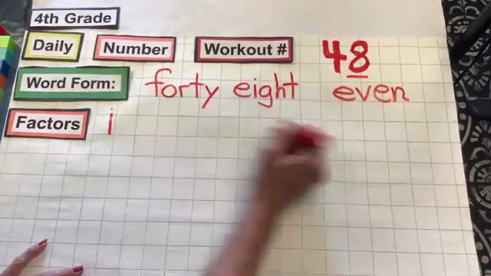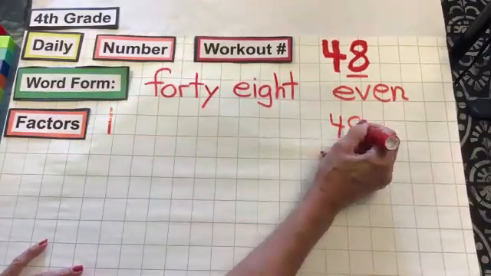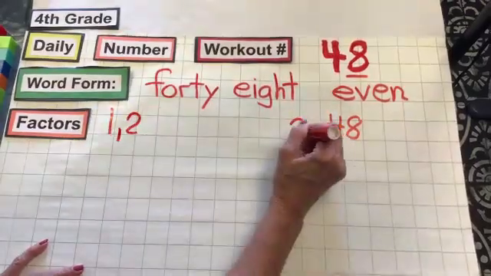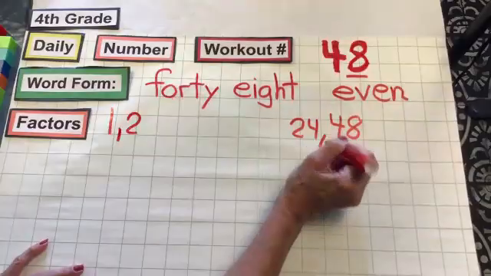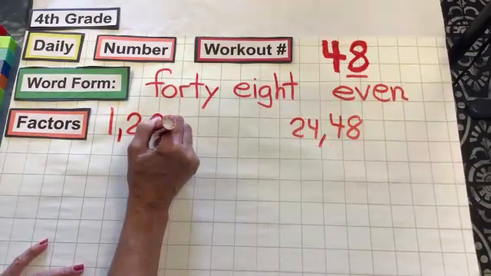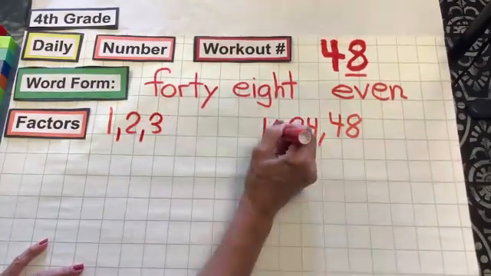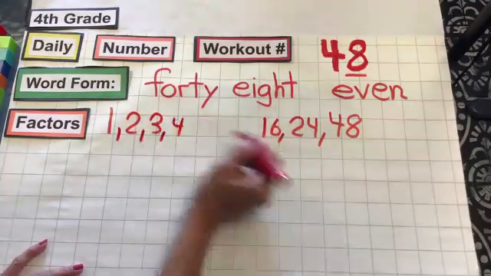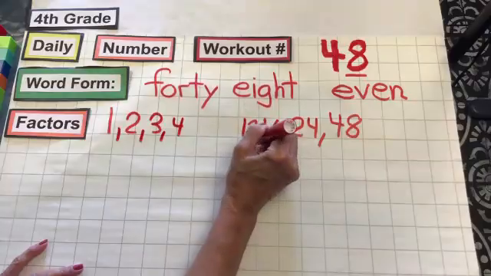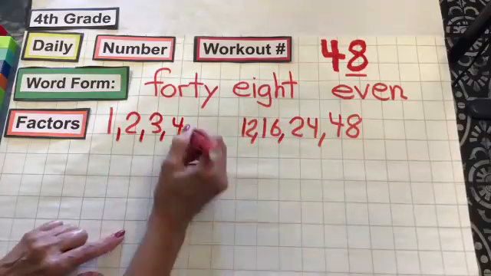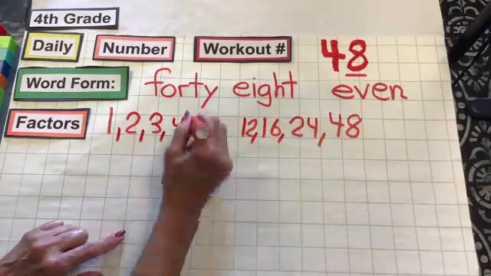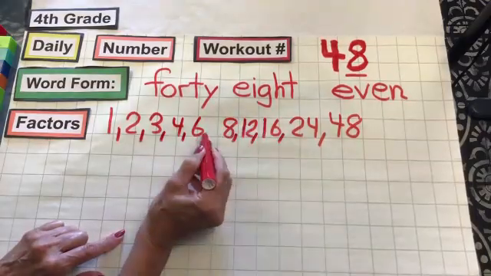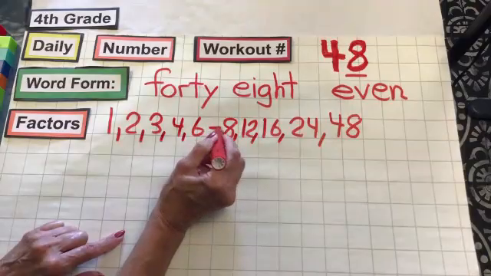So we have 1 times 48. 2 goes in 24 times. 3 goes in 16 times. 4 goes in 12 times. 5 does not go in. 6 goes in 8 times. And 7 does not go in, and we're done.